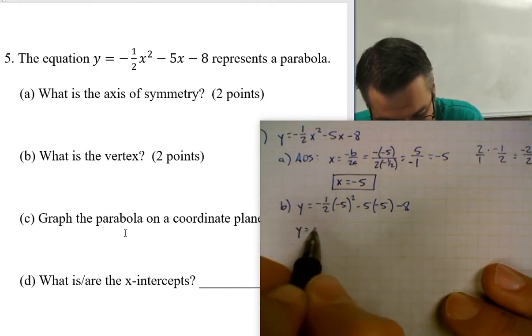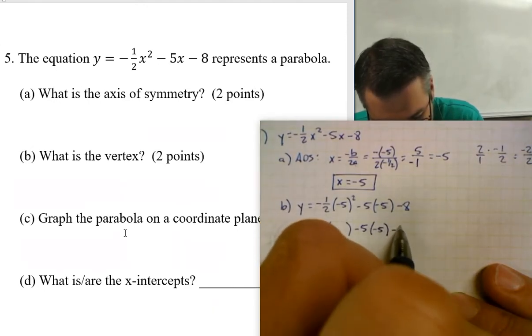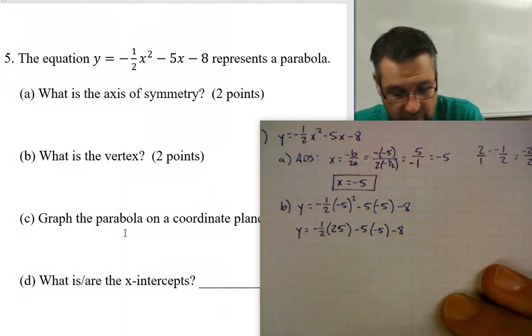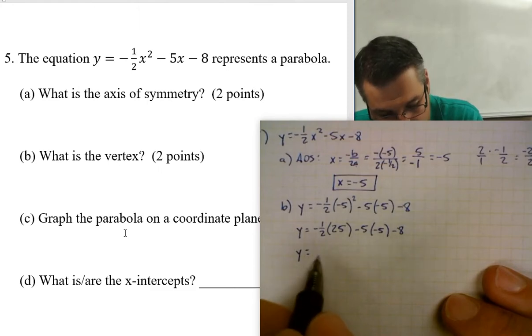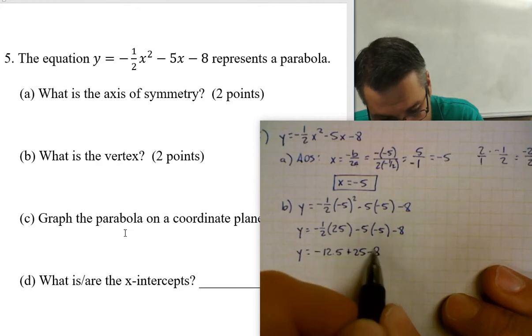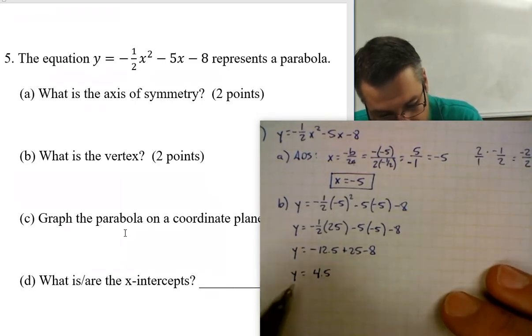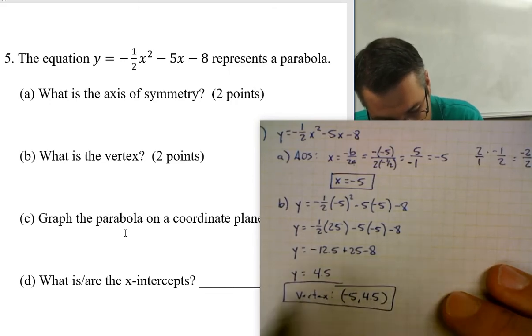and then now I'm going to simplify. So remember, carry everything down except dealing with the exponents. And so -5 squared, -5 times -5 is +25. And then we'll simplify this. Well, -1/2 times 25, you guys have a calculator. So this is going to be -12.5. And then -5 times -5 is 25. And then -8. And then -12.5 plus 25 is 12.5. Minus 8 would be 4.5. And so our vertex is going to be -5, comma 4.5. That is our answer for the vertex.